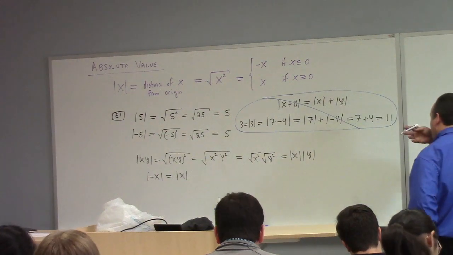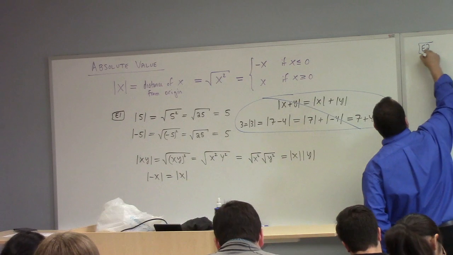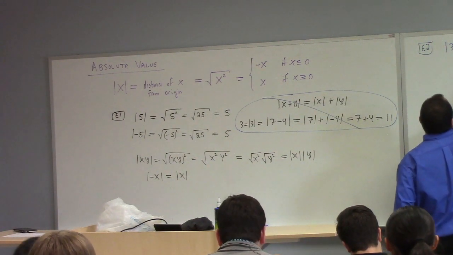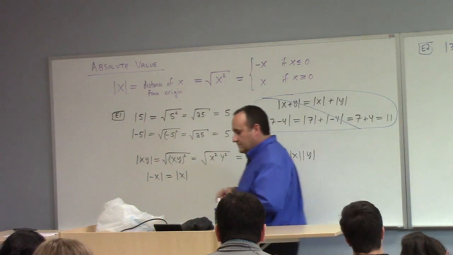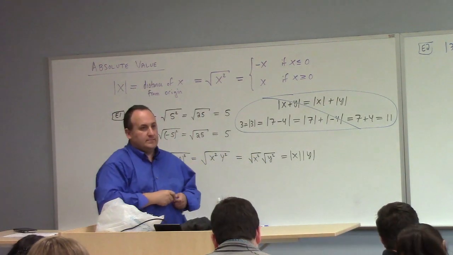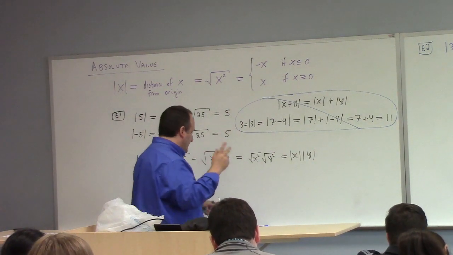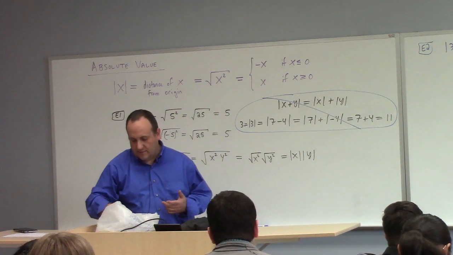Okay, so example 2. Suppose we want to solve the absolute value of 3x minus 1 equals 7. How would we solve such an equation? So what does that mean? There's two possibilities here, right? What are the two possibilities for solving this?